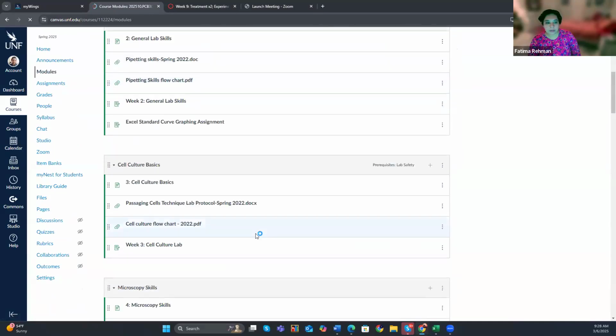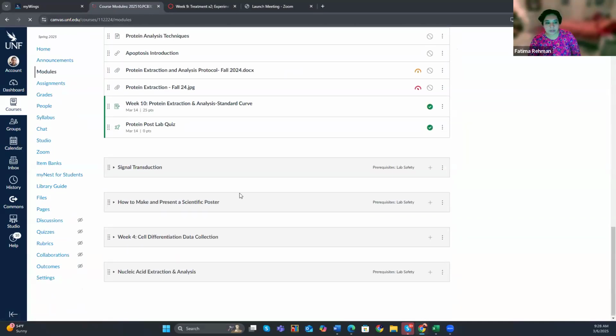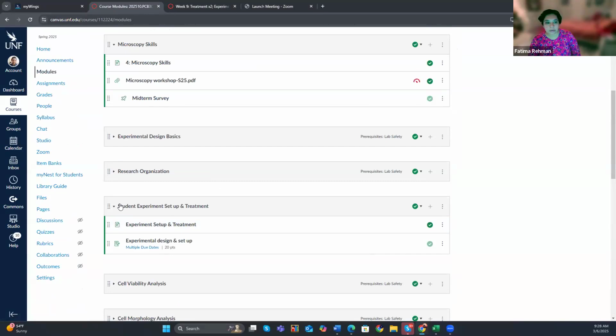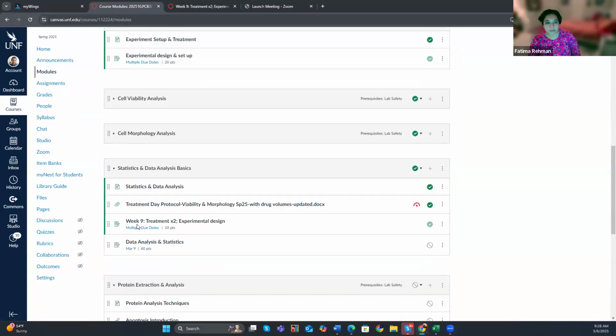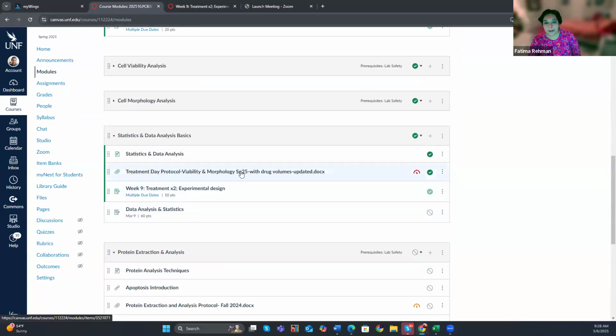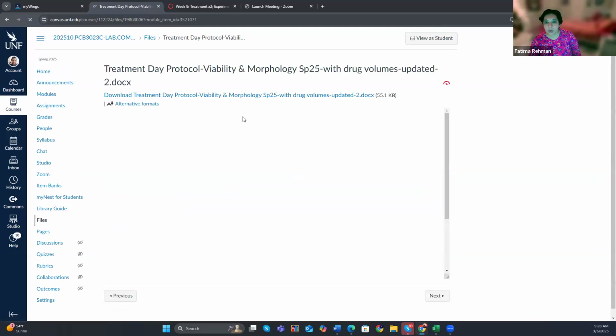And once you're there, you are going to this week's module right here. And right here is the treatment day protocol, viability morphology, right? So we already know we are modifying it for the 3 ml volume. So we just have one. That's why we made that little chart that we just did. You're going to open this up.